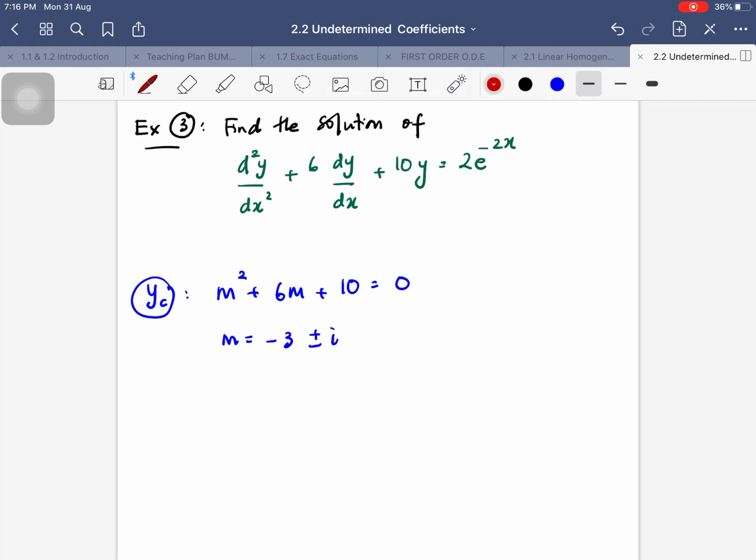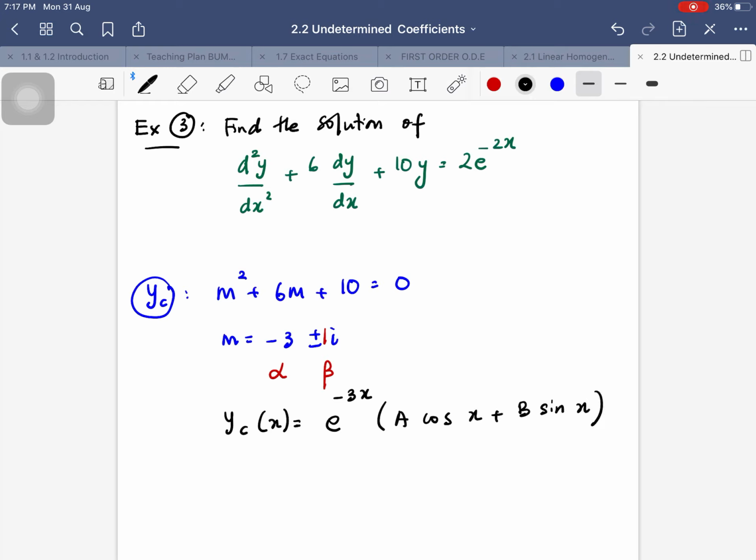For this case, our alpha is going to be -3. Our beta value is going to equal 1. So therefore, I'm going to write that, what's my variable? x. So I'm going to have yc of x equal to exponential of alpha x, which is -3x, multiplied by a cos of beta x, which is 1x, plus b sine of 1x as well.